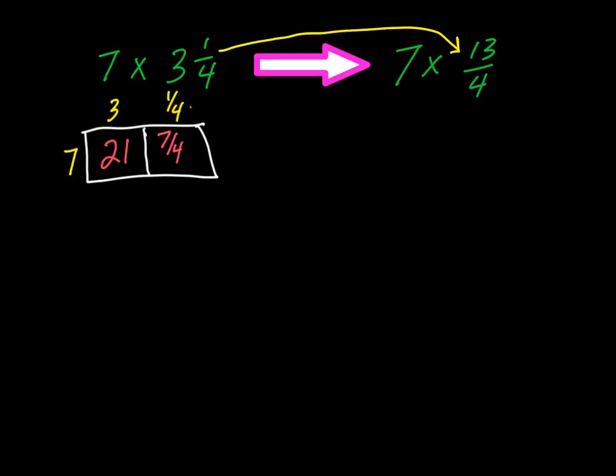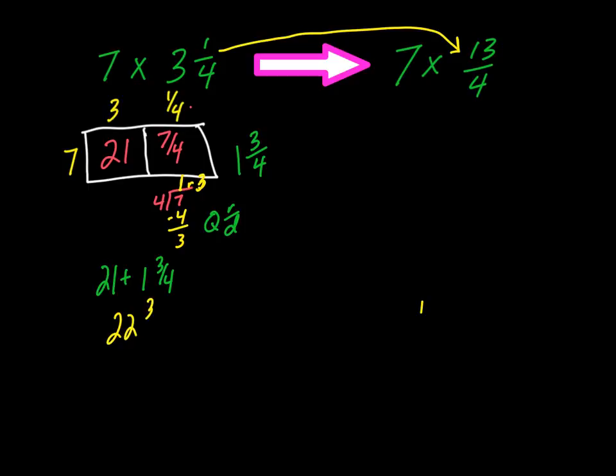So now what we need to do is figure out what is 7/4, because we realize that's improper. We don't like that. So we need to switch that real quick, and that goes in 1 time with 3 left over, so we get 1 remainder 3. 1 remainder 3, you remember our QRD, so that would be 1. My remainder is my numerator, my denominator stays the same. So it actually becomes 21 plus 1 and 3/4. We tally that up for 22 and 3/4.